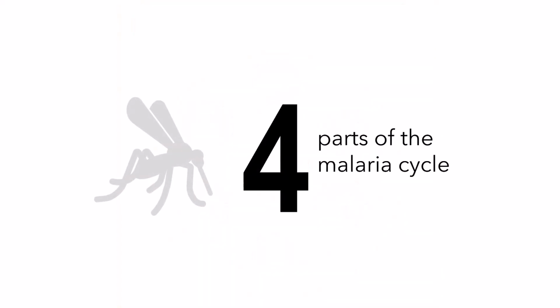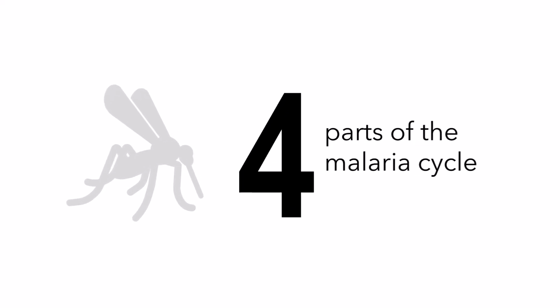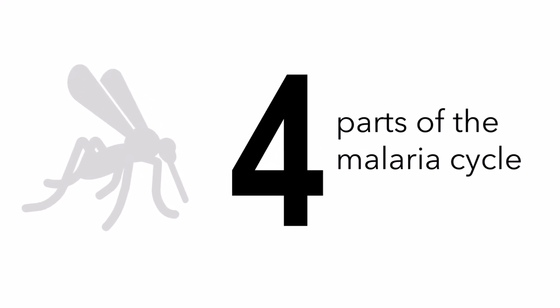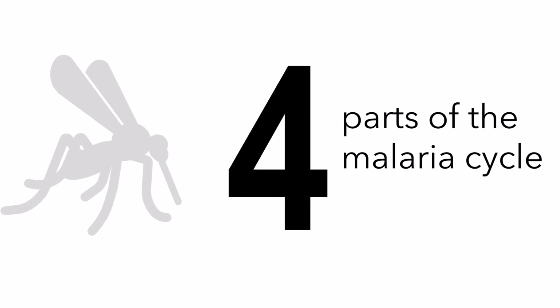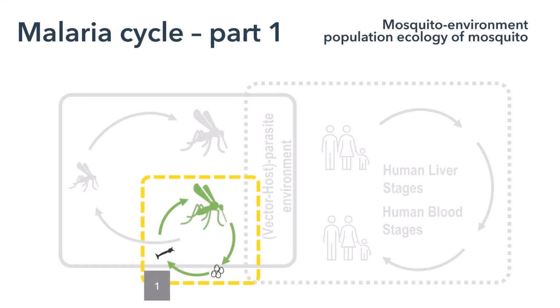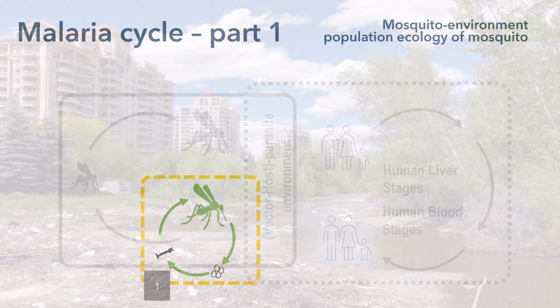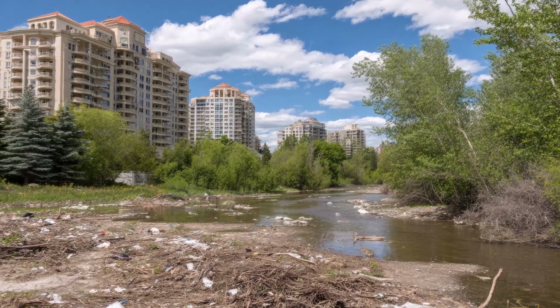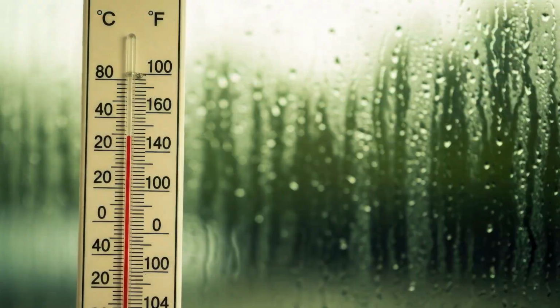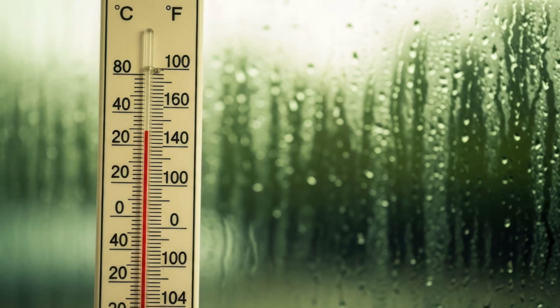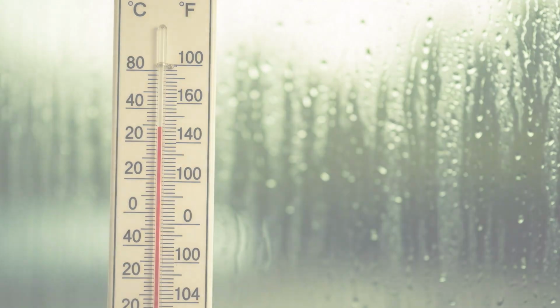The 4-stage malaria cycle. The malaria transmission cycle has 4 distinct components. Component 1, mosquito population ecology. This focuses on the mosquito population itself, what environmental factors affect how many mosquitoes are present in an area. Things like standing water for breeding, temperature, and humidity all play crucial roles.